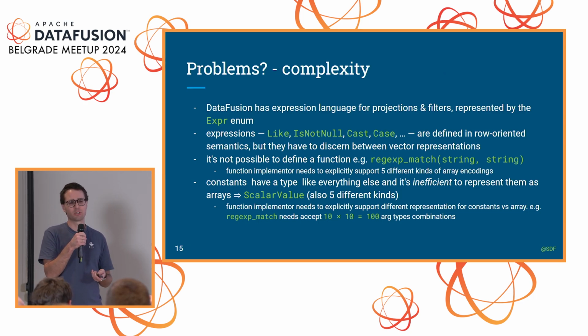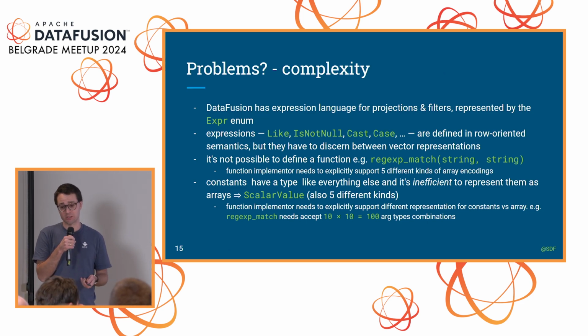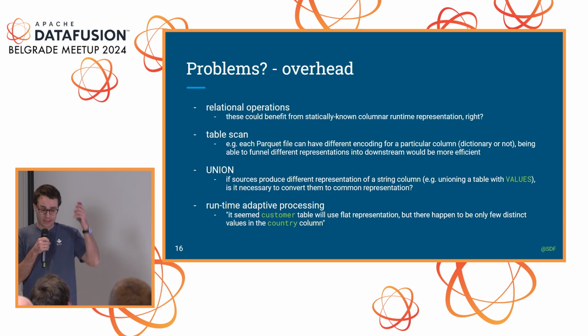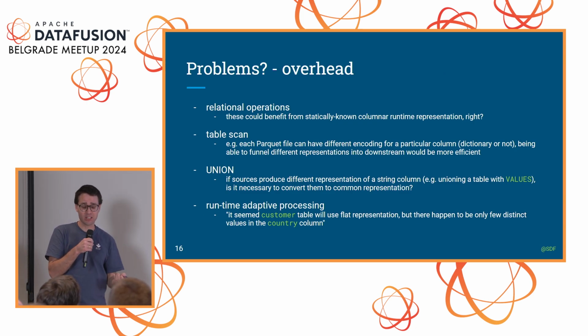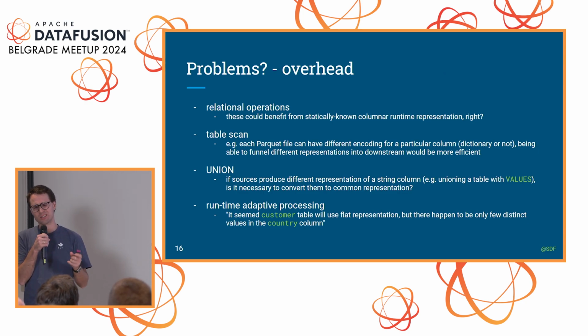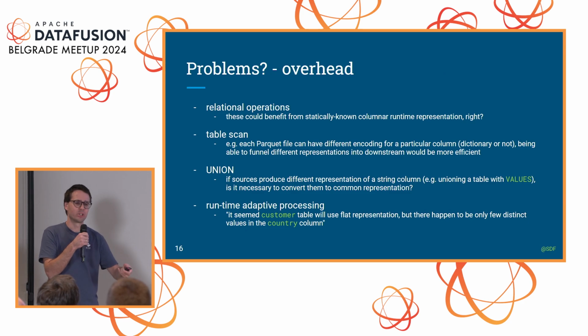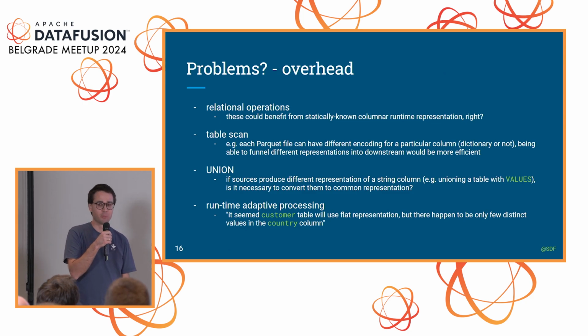Like, how do I write optimal function execution code if the input structure is so complicated? And yeah, so this is complex. My point is that for functions, for those things that operate logically on single rows, this is not so great, but maybe it's great for those relational operators like joins, unions, and so on, which operate on big batches of data, right?